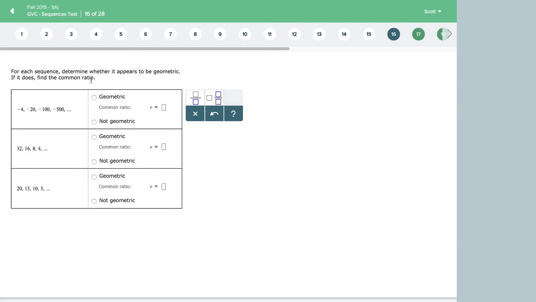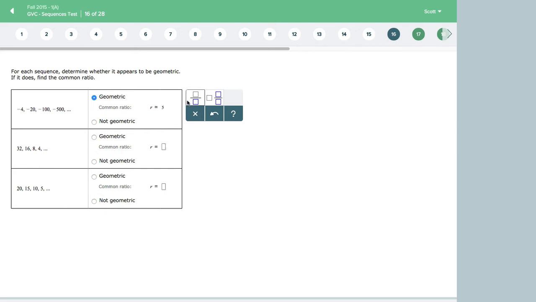Number 16. For each sequence, determine whether it's geometric or not. Okay? Geometric just means times or divide. So times 5, times 5, times 5, it is geometric. What is the ratio? It's times 5. Okay? Now here, how do we get from 32 to 16? Divide backwards. 16 divided by 32 is 0.5. And then 8 divided by 16 is 0.5. 4 divided by 8 is 0.5. So we see what our ratio is.